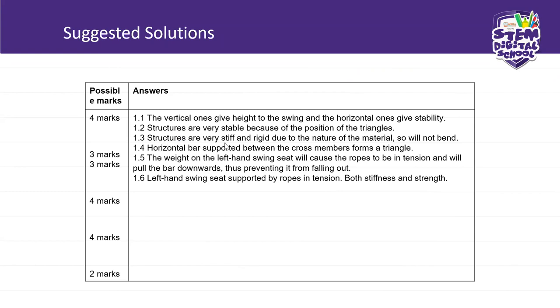1.3, structures are very stiff and rigid due to the nature of the material. So they will not bend, okay? But cross bracing is also correct. The horizontal bar supported between the cross members forms a triangle. That was the triangulation. The weight on the left-hand swing seat will cause the ropes to be in tension. That is what I was explaining right now. The left-hand swing seat is supported by ropes in tension, giving both stiffness and strength. Okay.